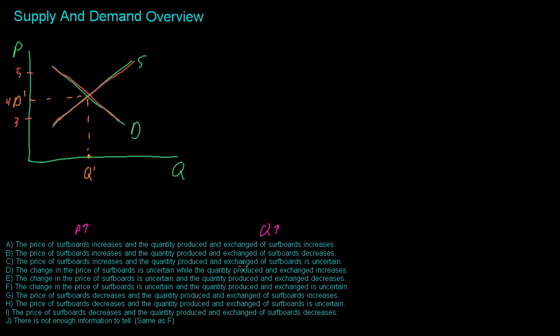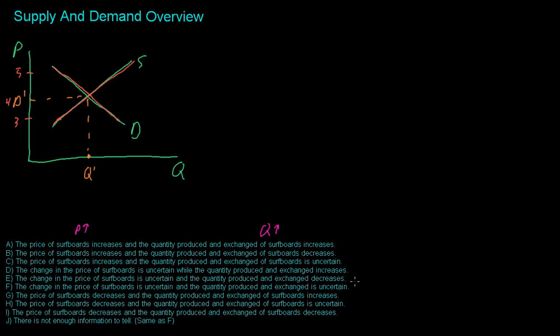Then you could have price go up and quantity go down, or price go up and quantity be uncertain. And then you can have the change in price be uncertain and quantity go up, down, or be uncertain. And then you can also have the price go down and then the quantity go up, be uncertain, or go down. And the last thing is that there are situations where there's not enough information to tell using the supply and demand model. That's really the same as this F answer, that the change in the price is uncertain and the quantity produced and exchanged is uncertain, because that's really just saying that we don't know anything.